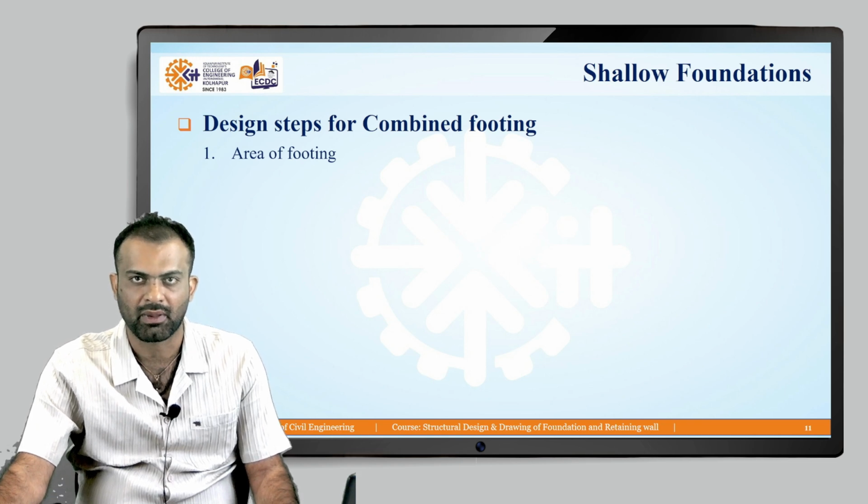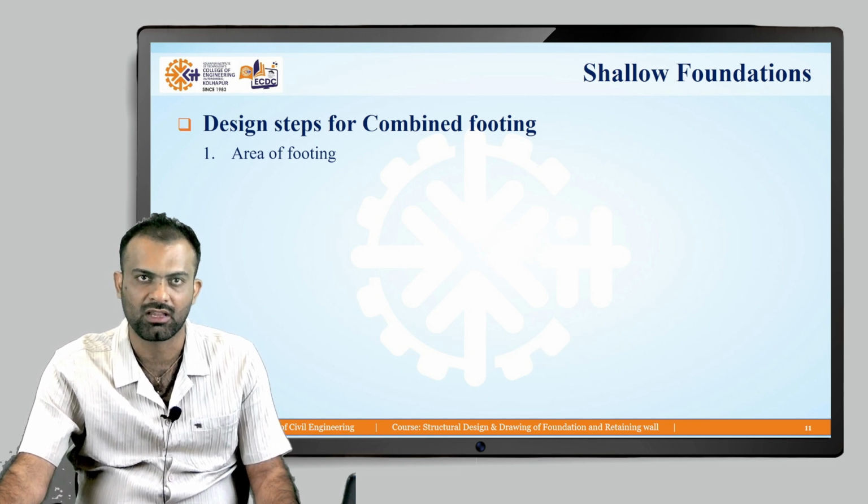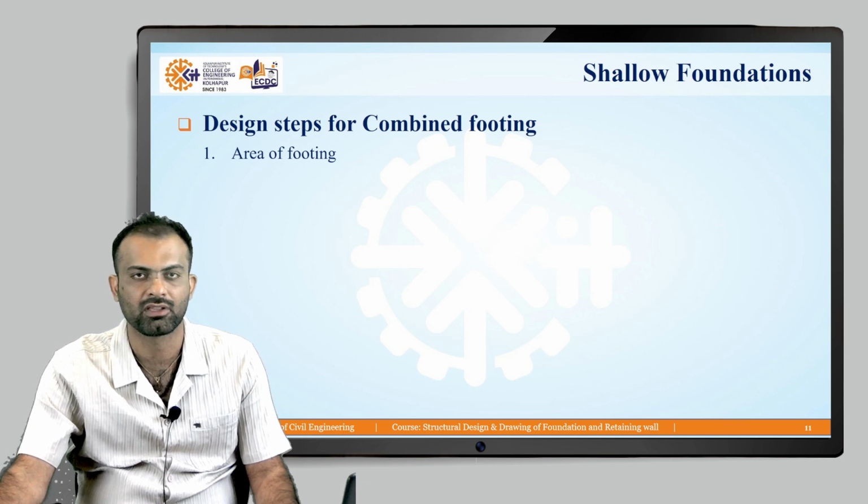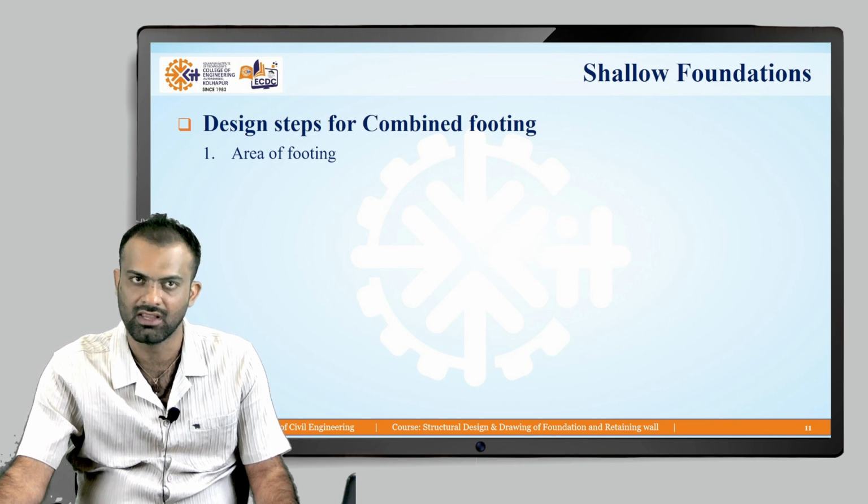For that, the primary criterion is that we need to know the soil bearing capacity. By knowing the soil bearing capacity, and calculating the load coming from the column onto the footing, the load divided by the area of footing should not be greater than the SBC of the soil. We know the SBC and the load coming from the columns, so to find the area of the footing, just divide the load from the column by the SBC of the soil, and we get the minimum area of the footing.